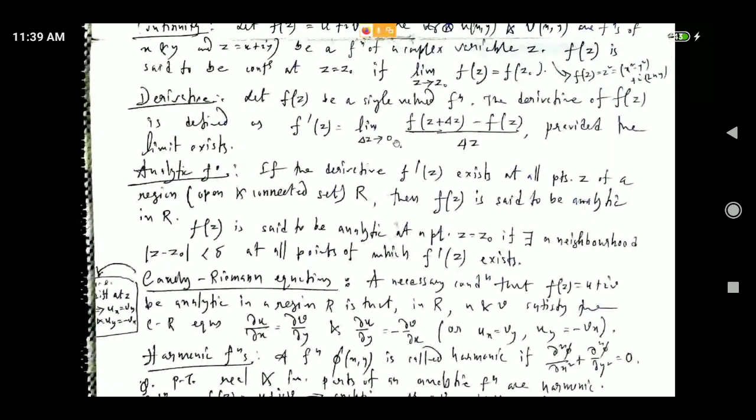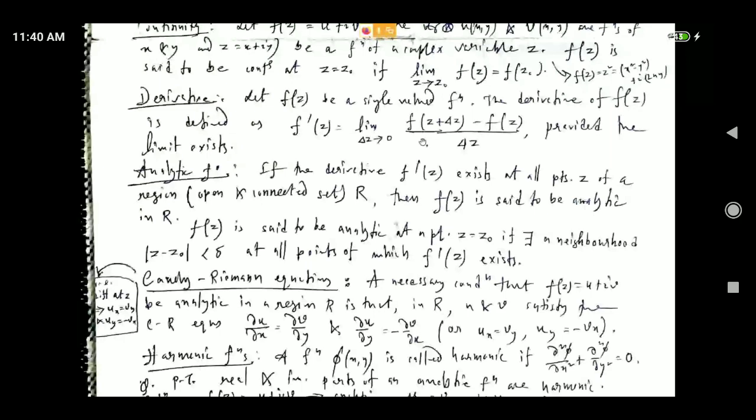Okay, so there is one difference between real functions and complex functions. For a real number, we can approach a particular number in two directions, from its left and right. But for a complex number, we can approach the number from an infinite number of directions.